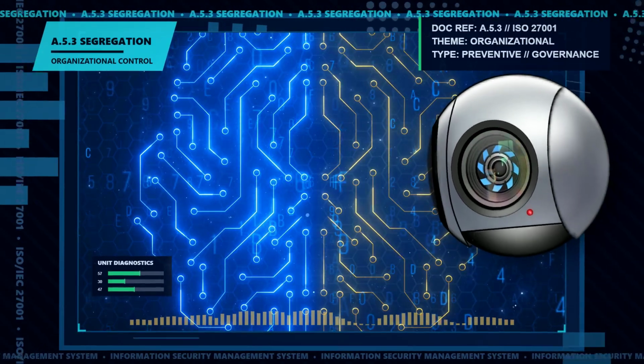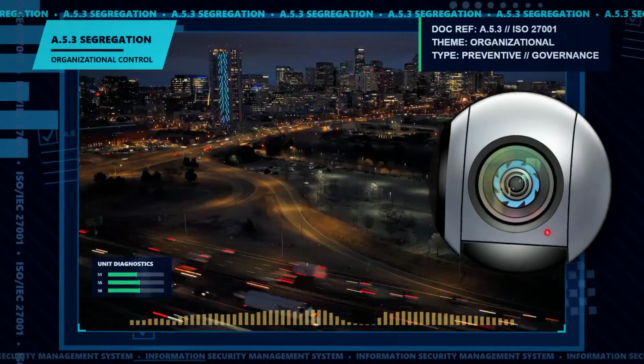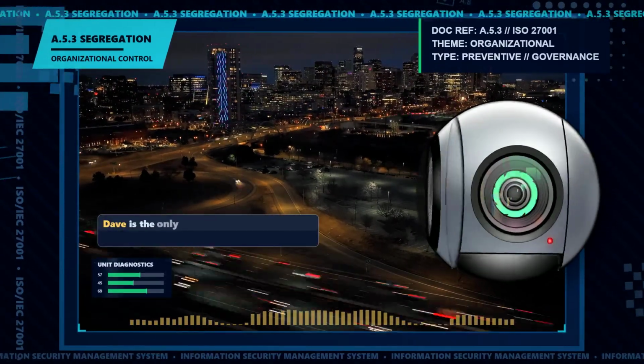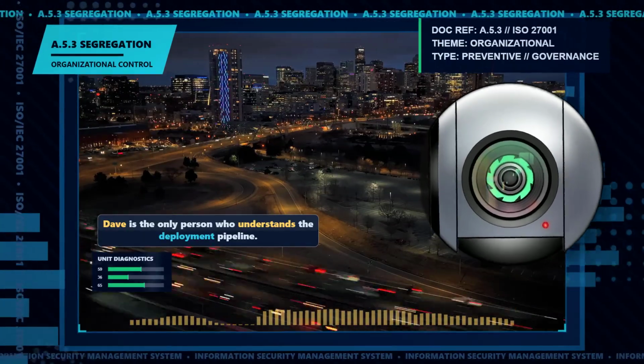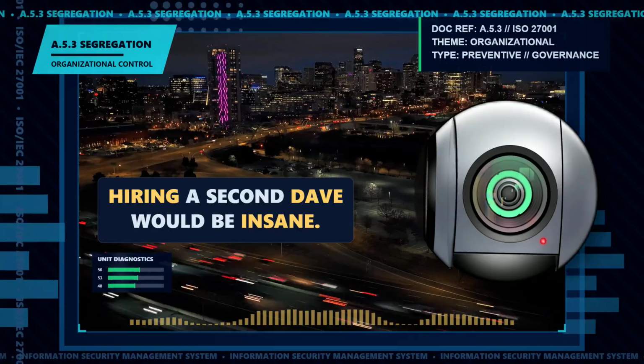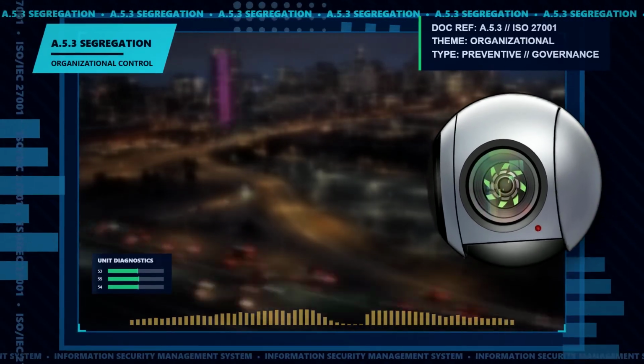Now, the real question, the one you actually came here for. What do you do when you genuinely cannot split them? Because sometimes you cannot. Dave is the only person who understands the deployment pipeline. There is no second Dave. Hiring a second Dave to satisfy a control would be, and I mean this technically, insane.